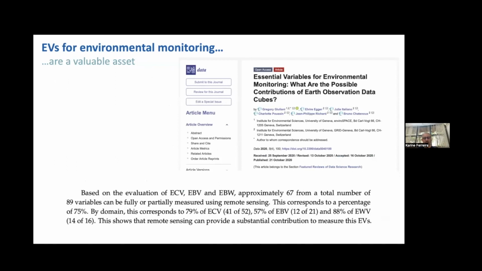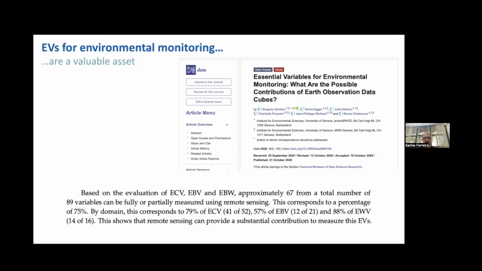And we looked at the concept of essential climate, biodiversity, and water variables, and we assessed the potential of the data cube technologies, and we realized that more or less 75% of the essential variables we looked at can be produced fully or partially using the data cube technology, which is a huge asset. Yes, that was really good news at the end.